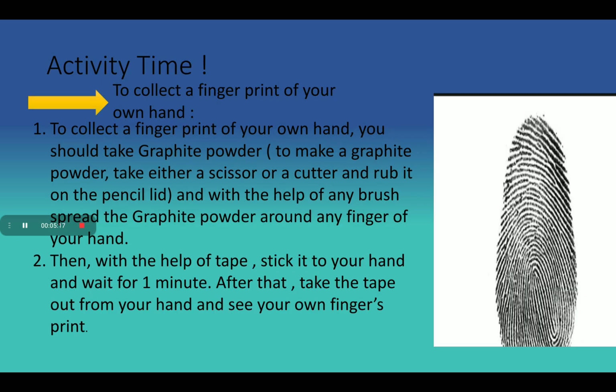Activity time. To collect a fingerprint of your own hand, you should take graphite powder. To make graphite powder, take either a scissor or a cutter and rub it onto a pencil lead. And with the help of any brush, spread the graphite powder around your finger of your hand. Then, with the help of tape, stick it to your hand and wait for 1 minute. After that, take the tape out from your hand and see your own finger's print.